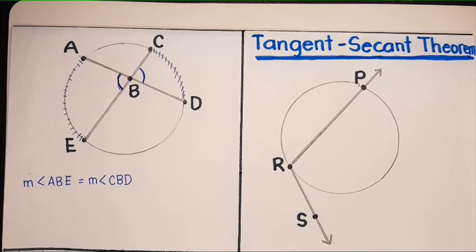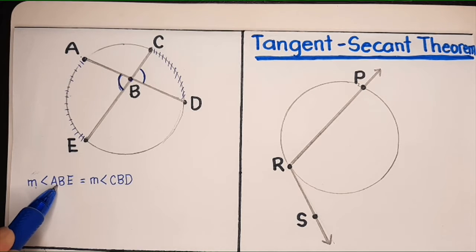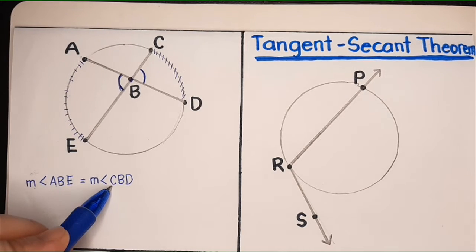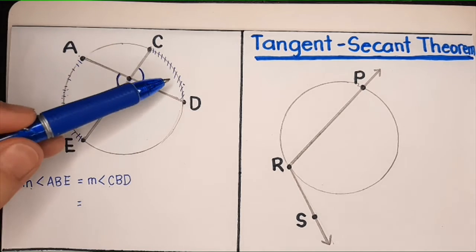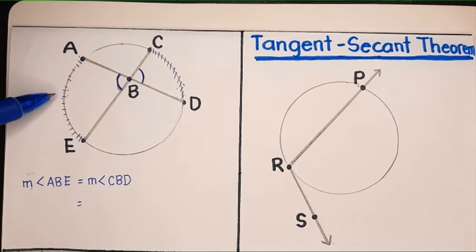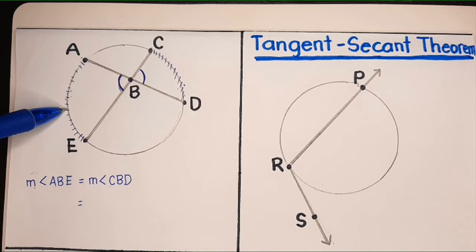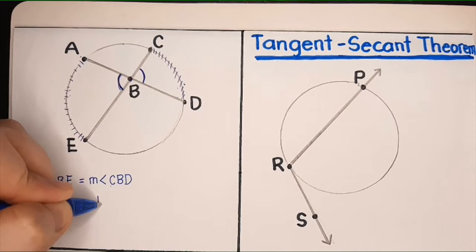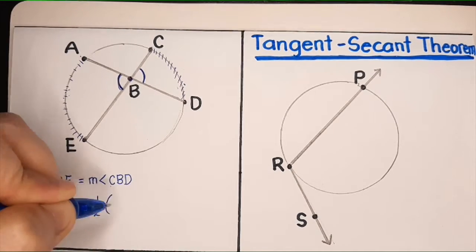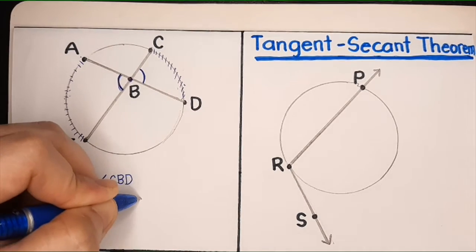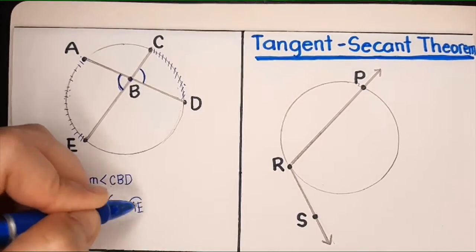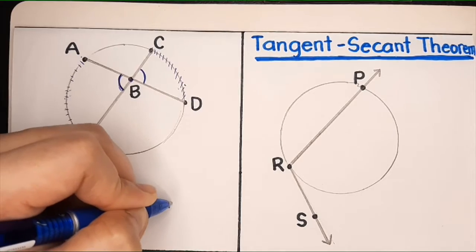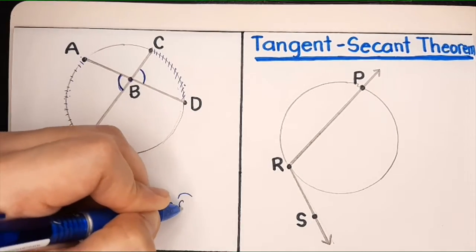Okay? So, to get the measure of angle ABE or the measure of angle CBD, all you have to do is to add the measure of arc CD and the measure of arc AE. Okay? And then divide it by 2. Okay? So, that is 1/2 times the measure of arc AE plus the measure of arc CD.